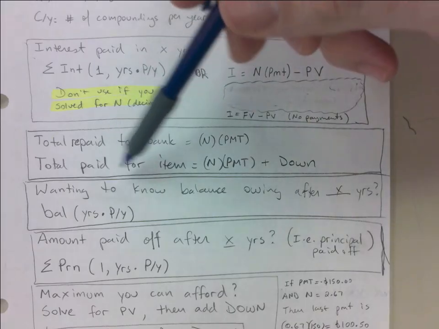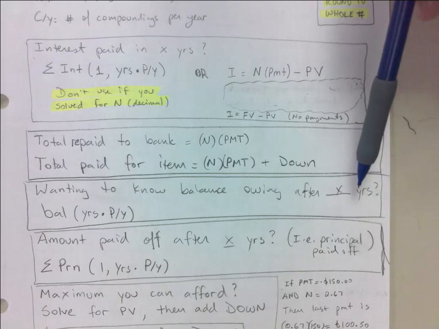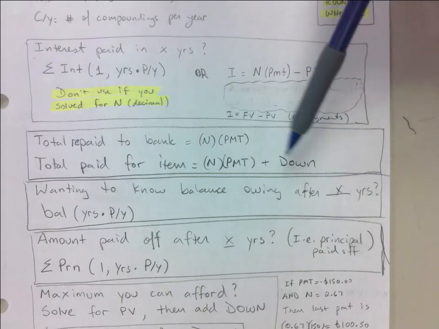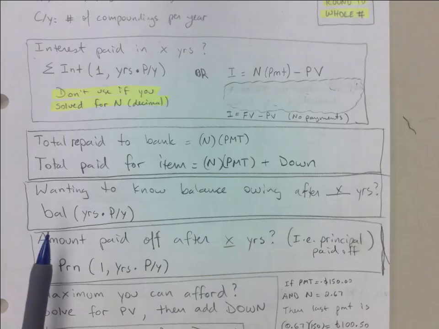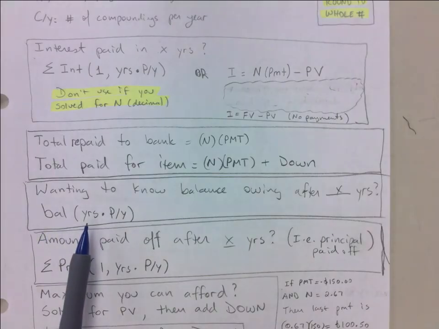Wanting to know the balance after X number of years, you just use that function, balance, and then years times PY. Make sure you quit TVM Solver before you call this. Maybe you have to tell yourself that in the margins. Quit TVM Solver, then use this, because otherwise it's going to insert it into your TVM. You don't want that.